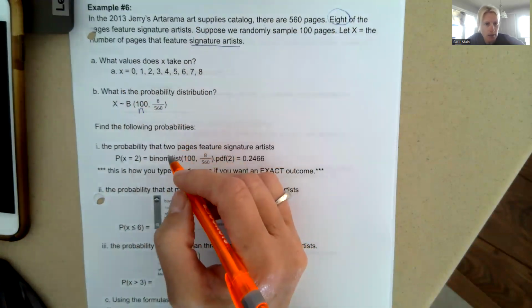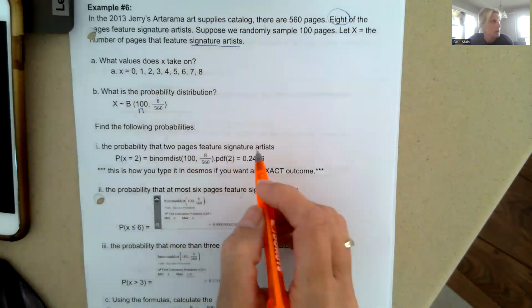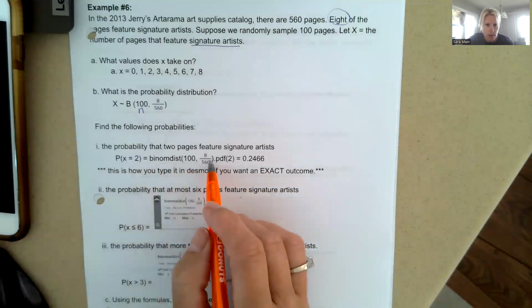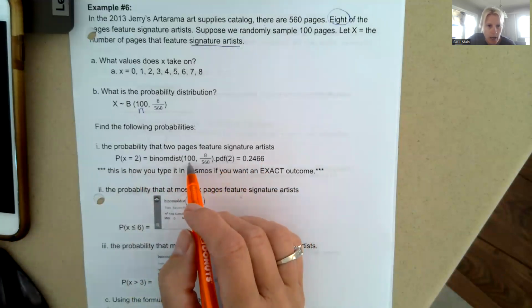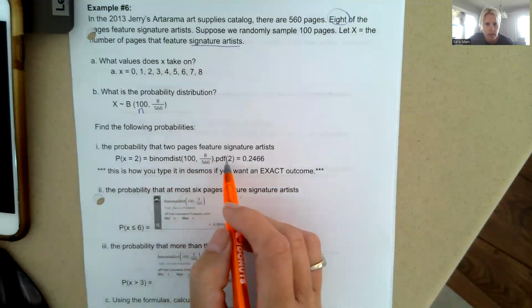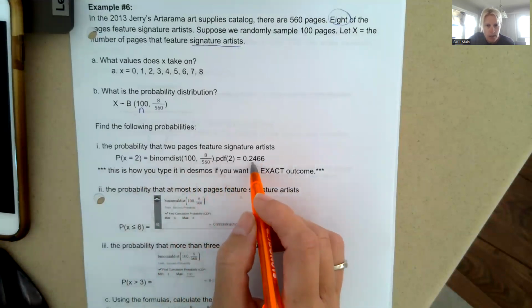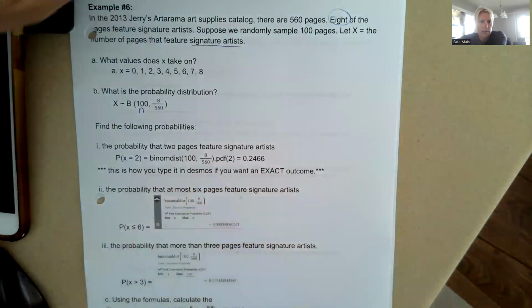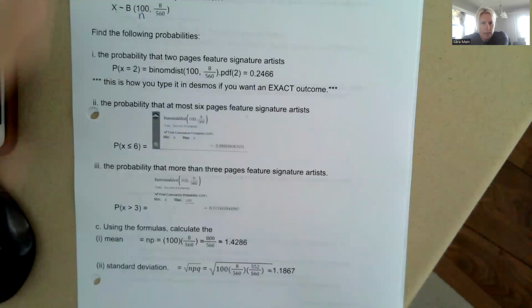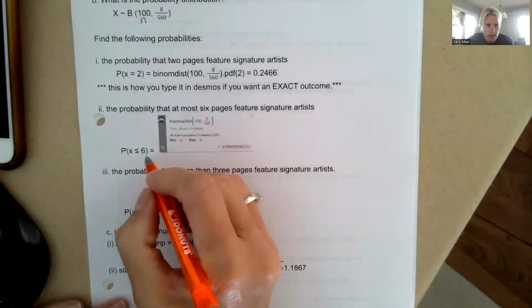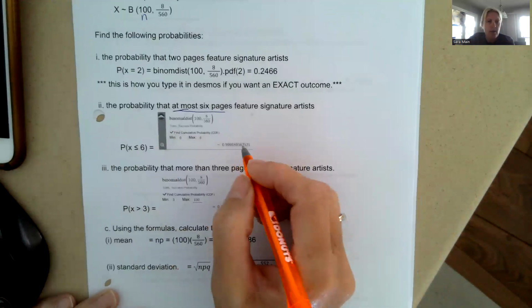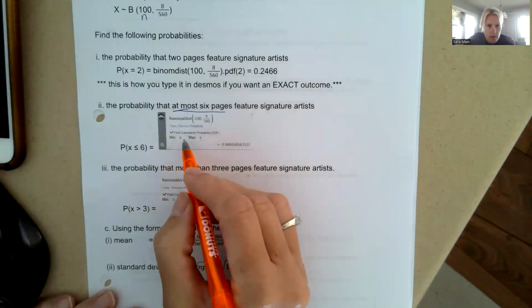Find the following probabilities. The probability that 2 pages feature signature artists is this. So this is a particular one, so that's why we did that PDF. So N is 100, 8 out of 560. Exactly 2 of those pages is 0.2466. The next question says, what is the probability that at most 6 pages feature signature artists? So that's at most 6 pages. So we're going to do 0 to 6 because it's including, it's a cumulative.